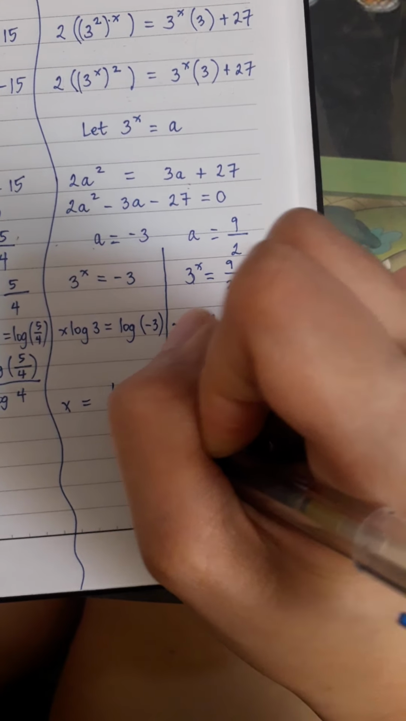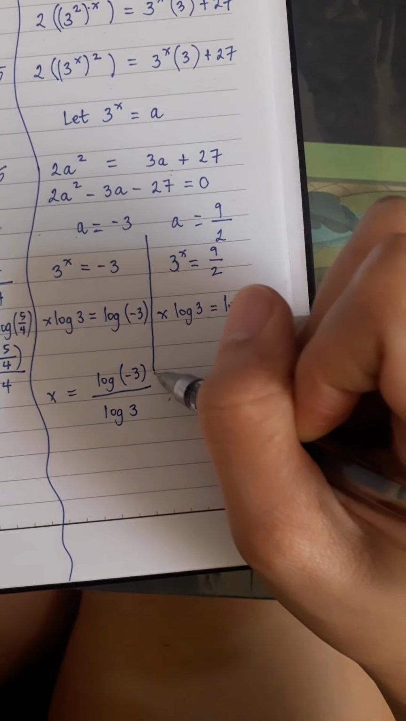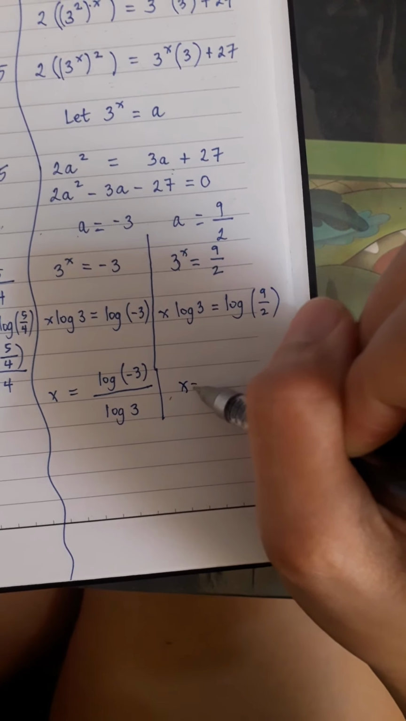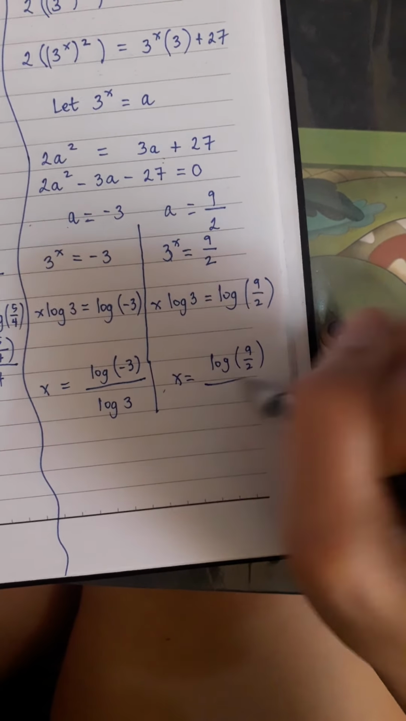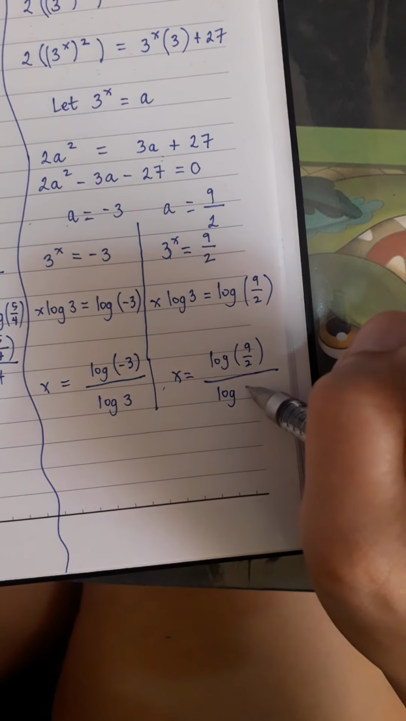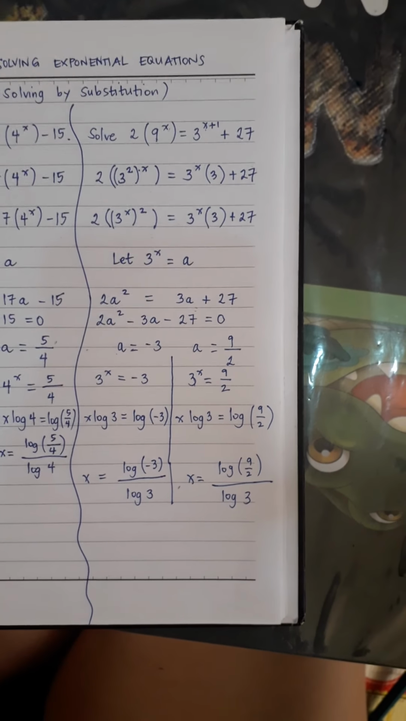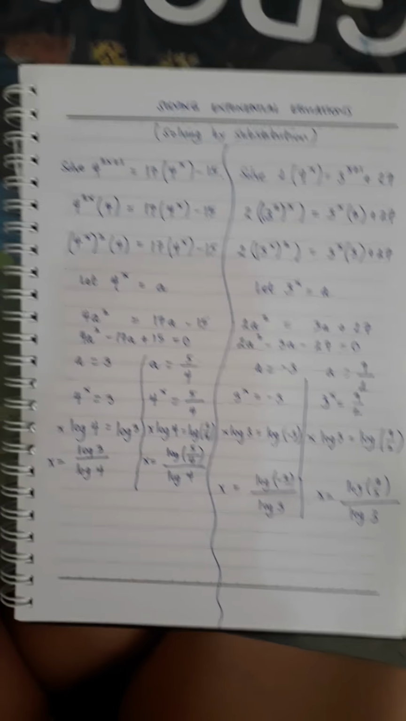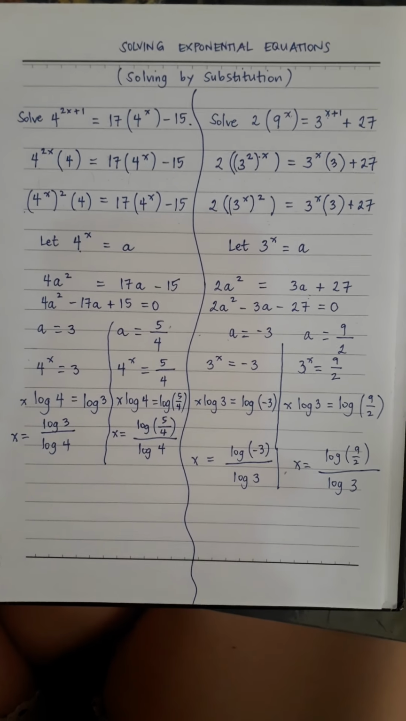So once again, we have two values of x, which are these. And from here, we have the logarithm over the logarithm of 3, and just evaluate from your calculator, correct to 3 significant figures. So that's how we do solving by substitution for exponential equations.